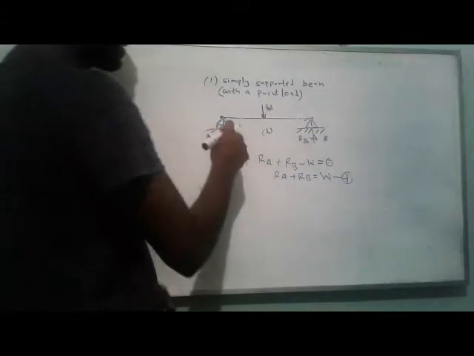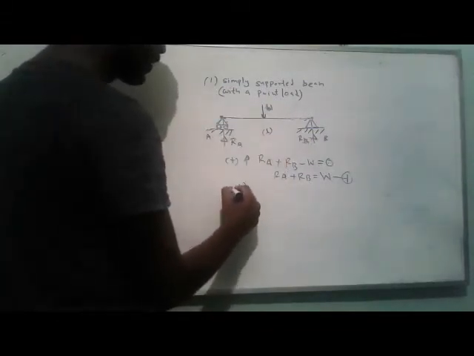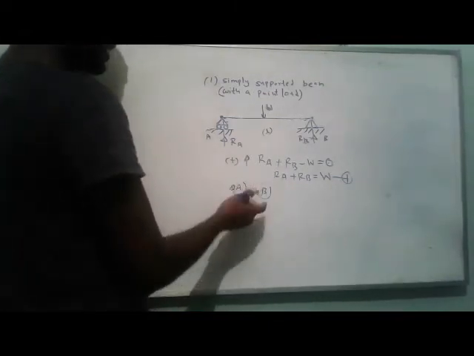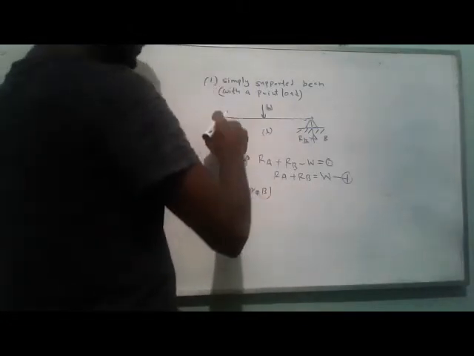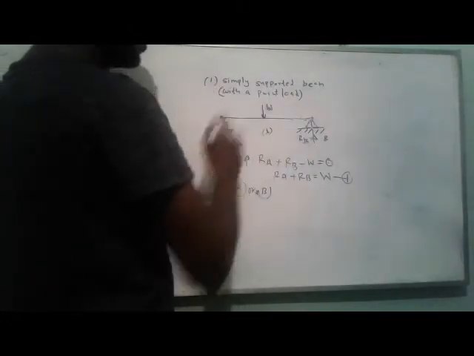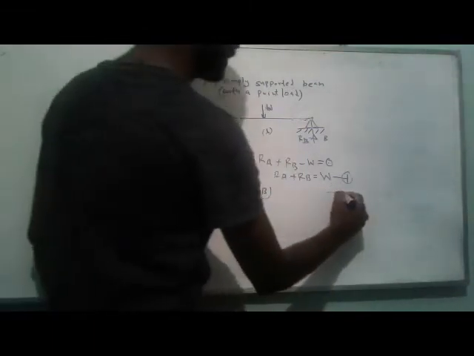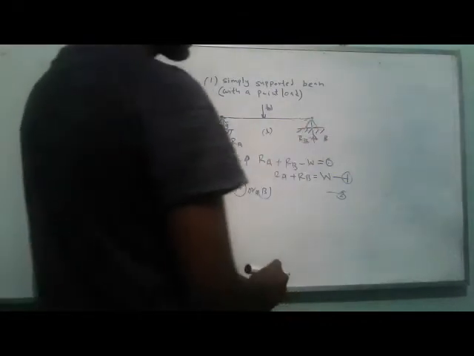Then you can get another equation by taking moments about A or B. You can take moments with respect to point A or point B, and that is the second equation. By solving those equations you can find RA and RB.